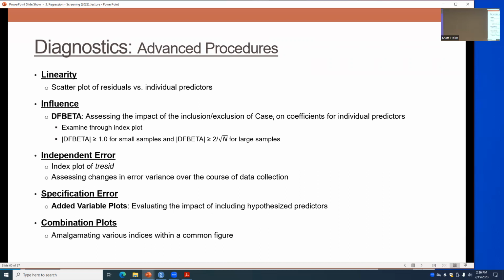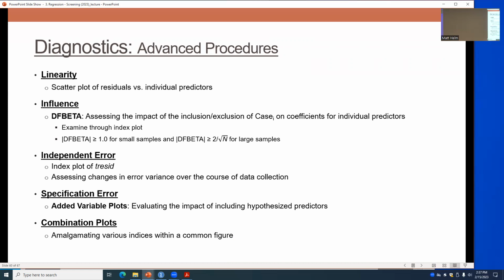Looking at linearity, if I have concerns with linearity, I can look at the scatter plot of my residuals versus my individual predictors, right? So I can have SPSS give me residuals for my model, and then look at the values of individual predictors. And if I start to see weird nonlinearities, that can indicate that something's potentially wrong.